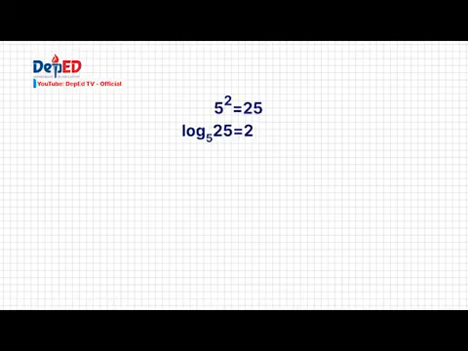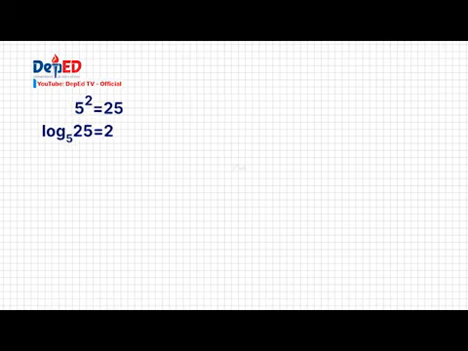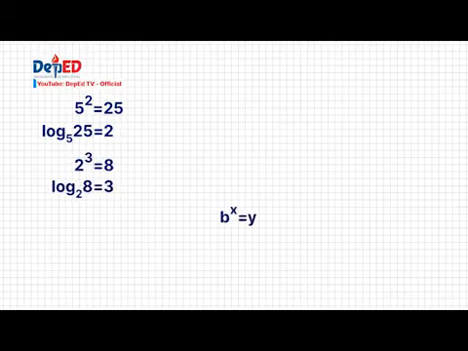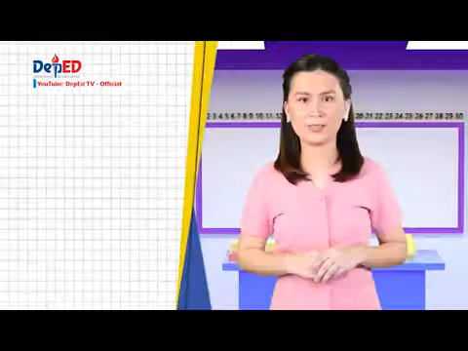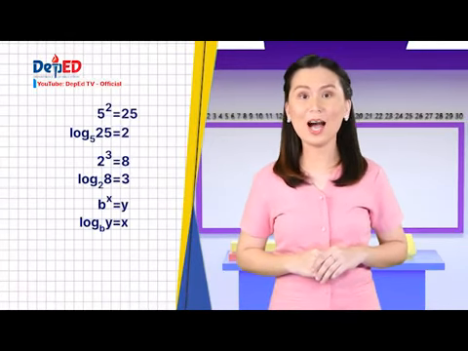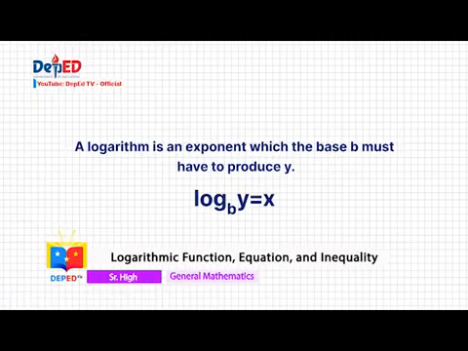Let us try the second example. We have 2 raised to 3 equals 8. How do we write this using logarithm? This is equal to the logarithm of 8 with the base 2 equals 3. How about this third example? This one can be expressed as the logarithm of y with the base p equals x. What can you notice about these examples? How will you describe a logarithm? A logarithm is an exponent which the base p must have to produce y.